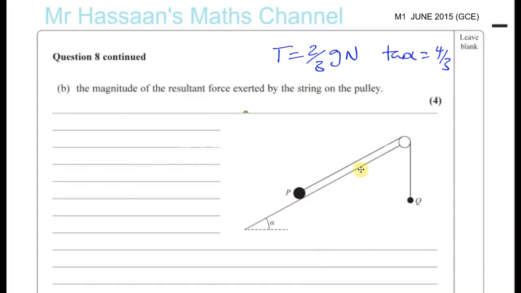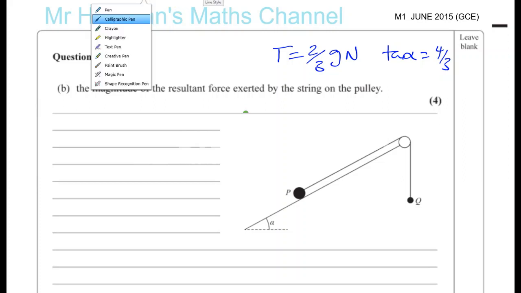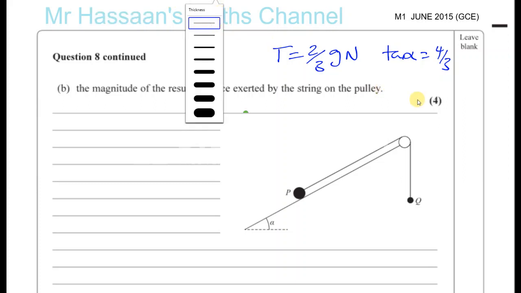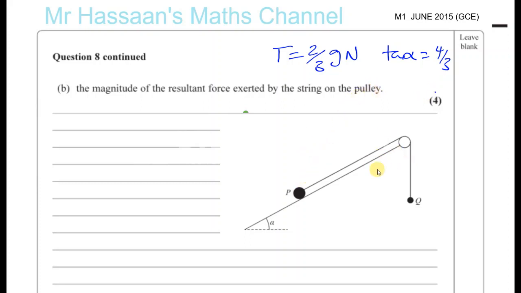Now for part B, for question number 8. Here we have to find the magnitude of the resultant force exerted by the string on the pulley. So we know that there's a tension pulling down on the pulley this way, and the tension is the same in both parts of the string. If you look at the pulley alone, there's of course a tension pulling down on the pulley, because this thing is going down, so that tension that's pulling this up is also pulling down on the pulley. The same thing here.